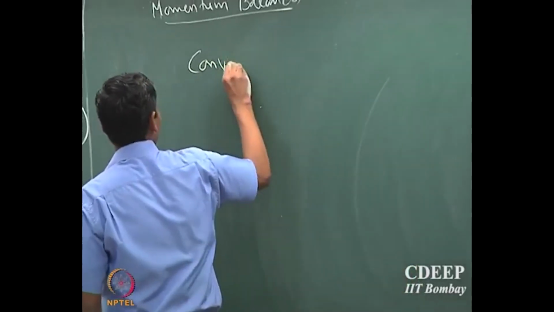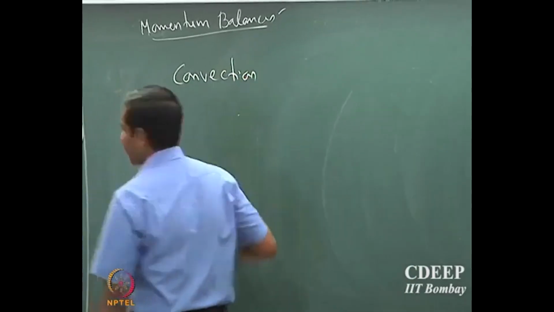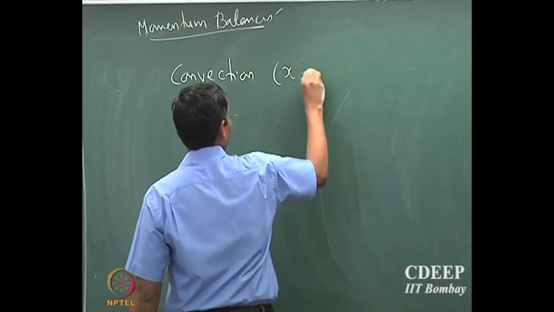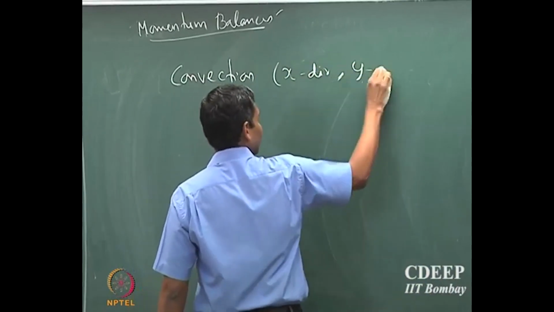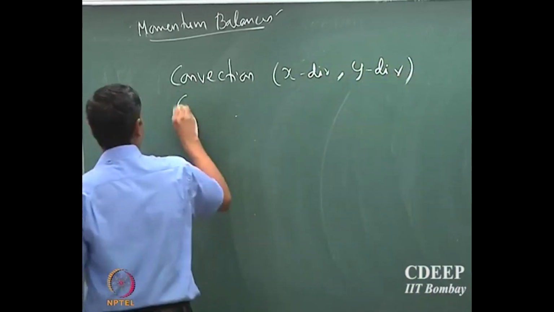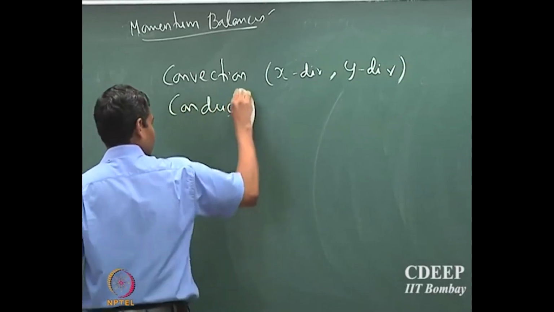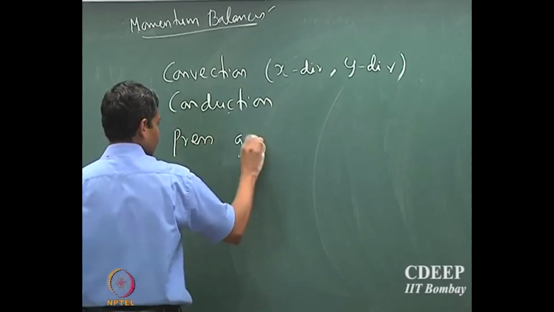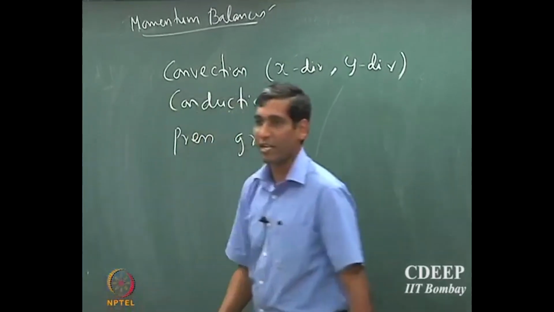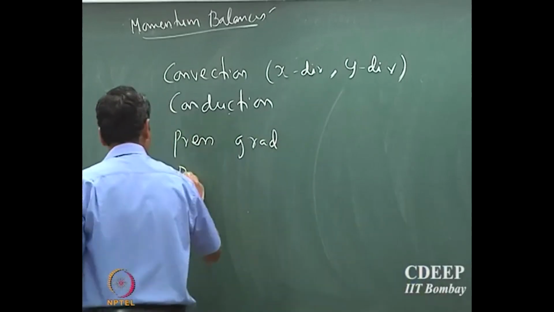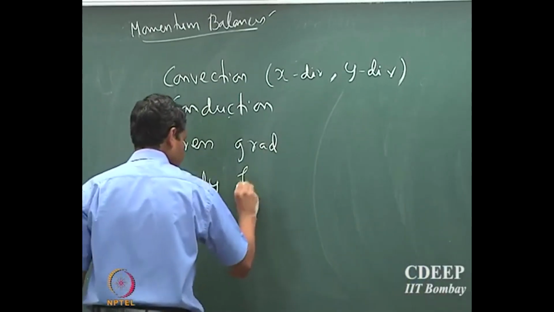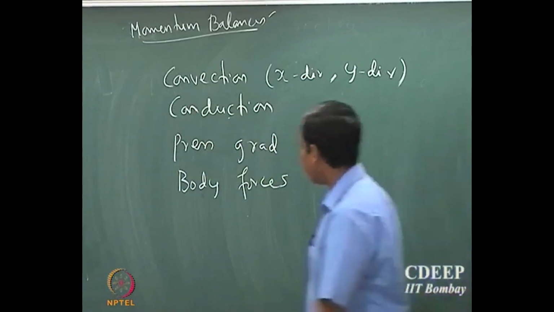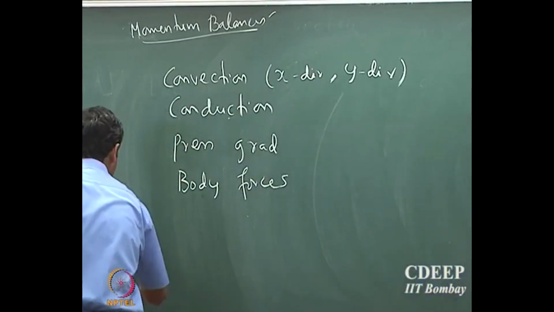So you have convection. You have convection in both x direction and y direction. You have conduction process, then you have pressure gradient, and then you have body force. So these are the 4 terms which are involved, and so we can easily write the x momentum balance.